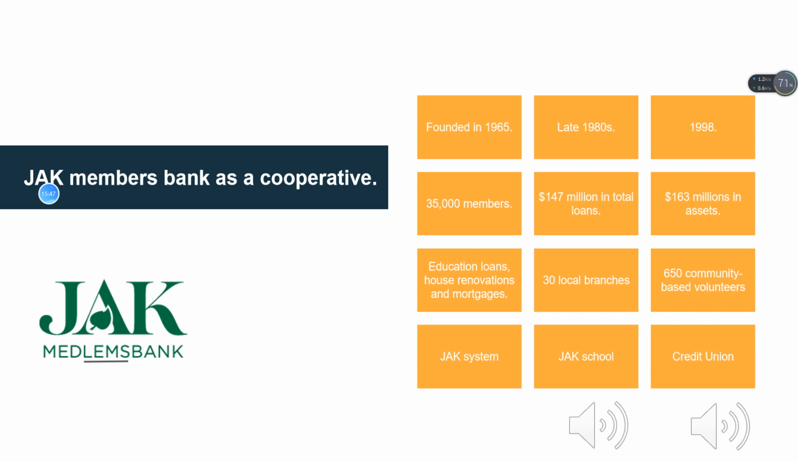Mutual assistance and financial reciprocity amongst its members support its operation. Members of JAK choose to pool their savings and then lend them without charging interest to one another for things like education loans, house renovations, and mortgages.